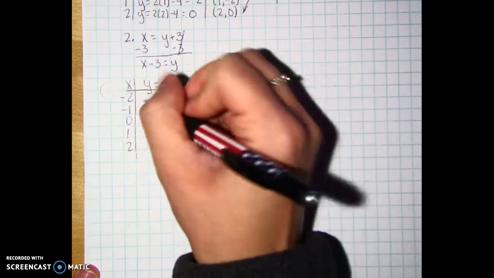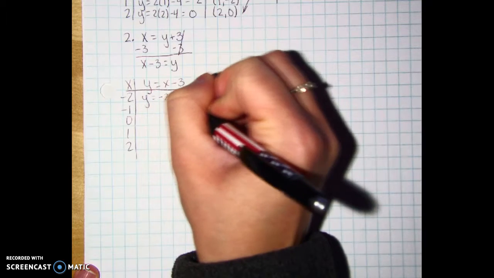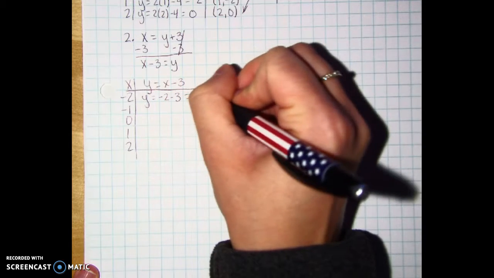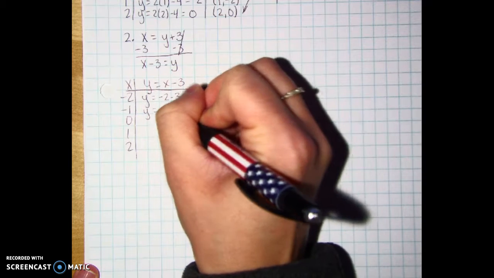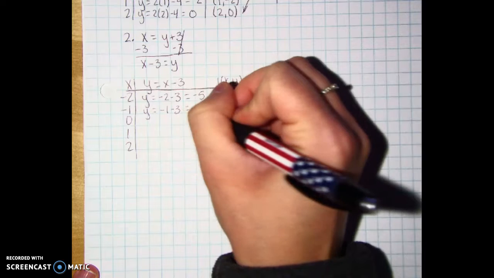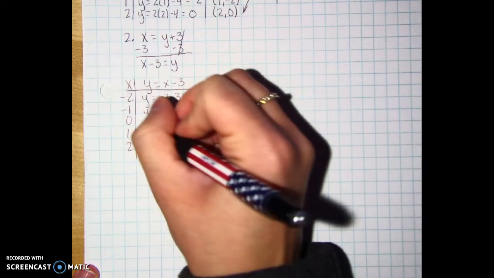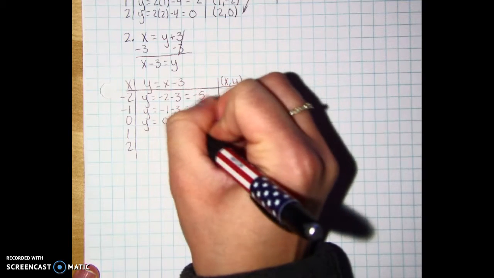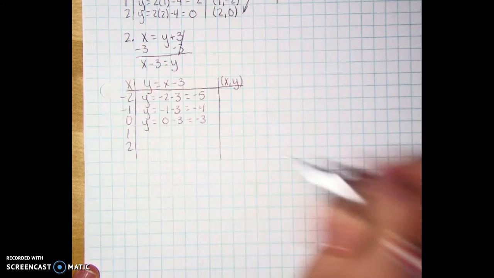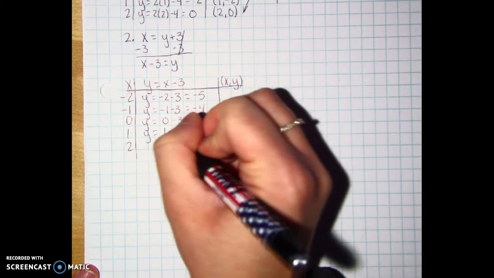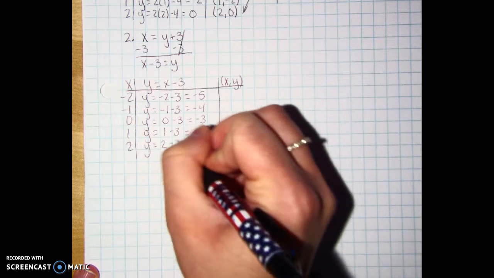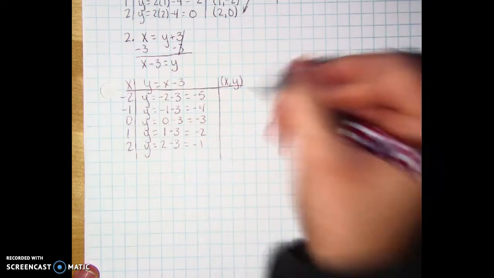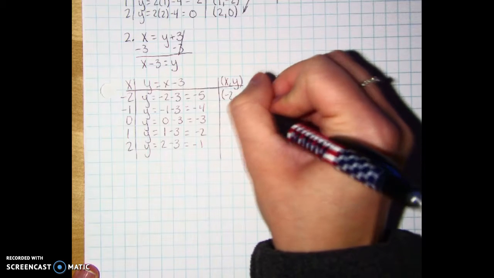Okay, so this is y equals negative 2 minus 3, which is negative 5. This is negative 1 minus 3, which is negative 4. 0 minus 3 is negative 3. 1 minus 3 is negative 2. And 2 minus 3 is negative 1. I'm going to write my points.